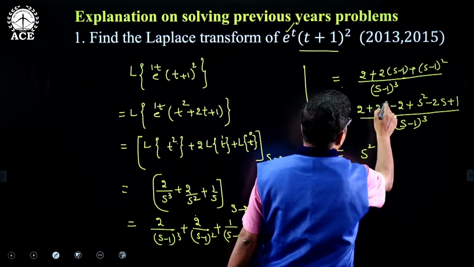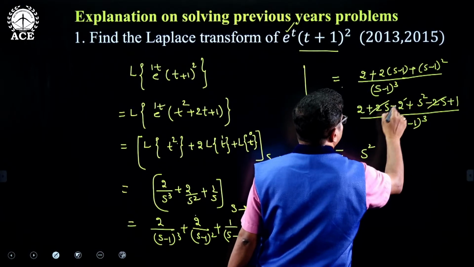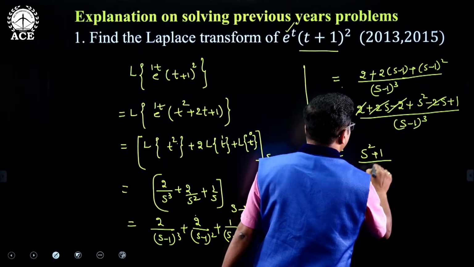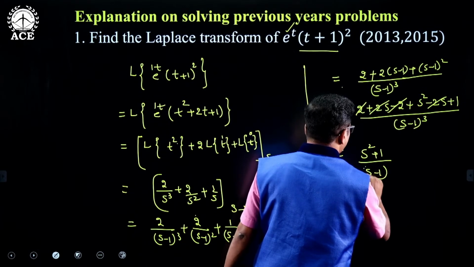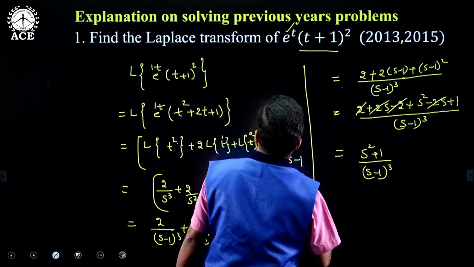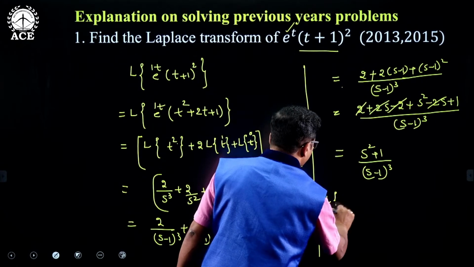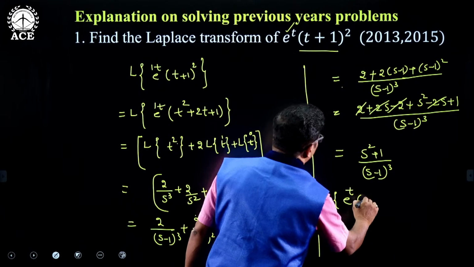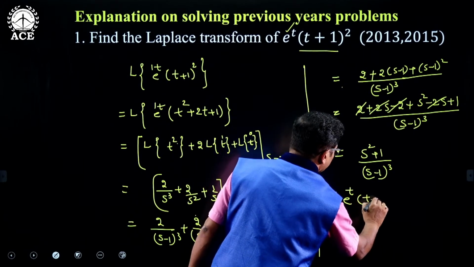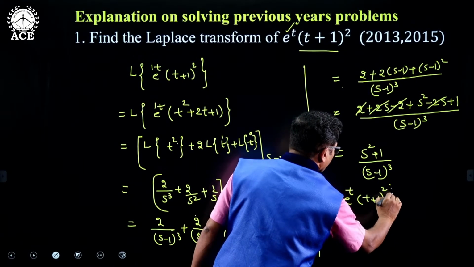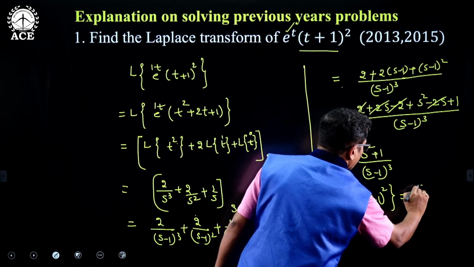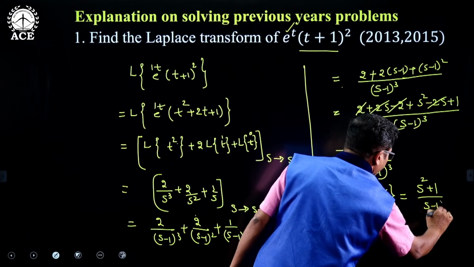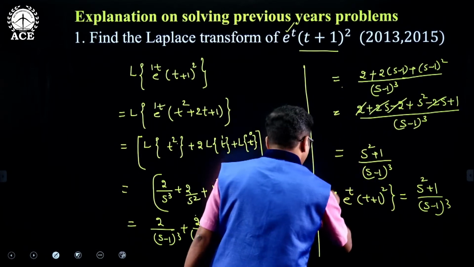Next, plus 2s minus 2s get cancelled, plus 2 minus 2 get cancelled, only 1 will be left in the numerator, plus 1 by s minus 1 whole cube. So this is Laplace transform of e power t into 1 t plus 1 whole square, which is equals to s square plus 1 by s minus 1 whole cube. This is the answer.